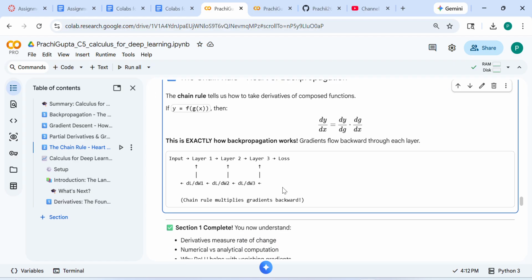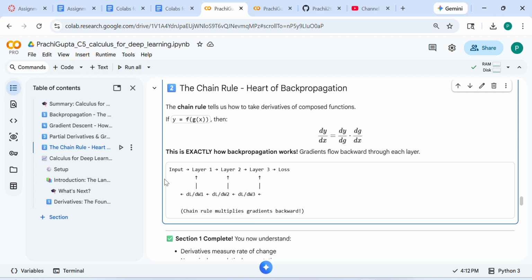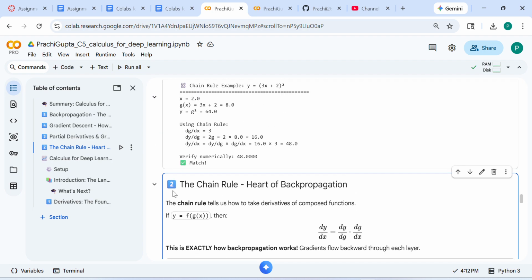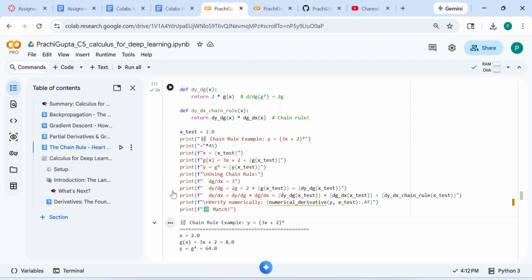So if we pass the input layer, it will go to layer 1, then layer 2, then layer 3, and the loss. So the chain rule multiplies the gradient backwards. Let's see it in the code.